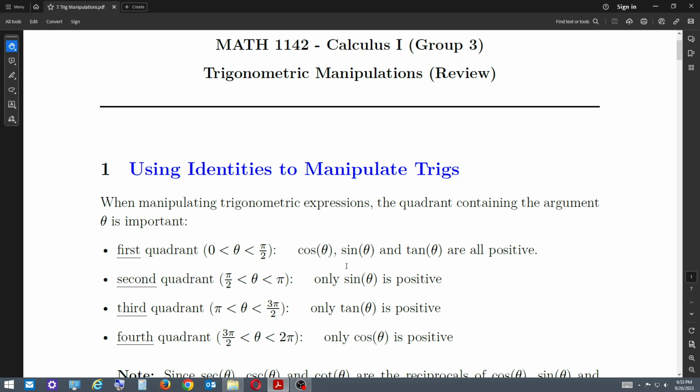So for example, suppose I tell you that cos of theta is a half or cos of theta is a third. And I ask you, well, what is the value of sine theta? That is what I mean when I say manipulating trig expressions. Hopefully after this you'll be able to work that out. Now there are two things that we will discuss. The first is using identities to do this, and the second is using something called the magic triangle trick.